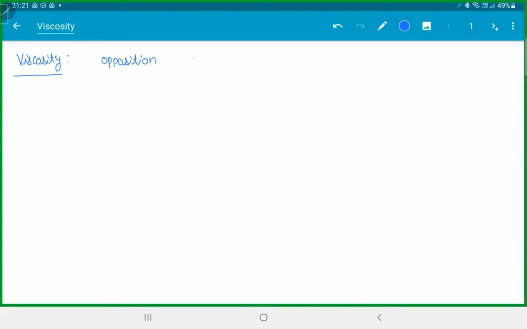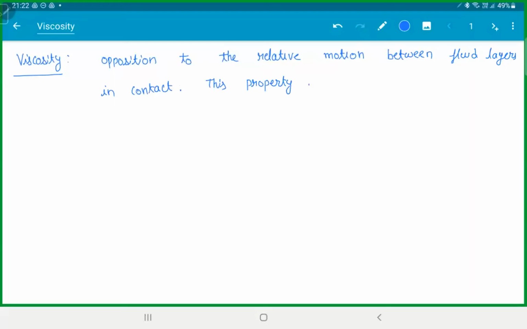Now, this paper was fine. It is a manageable paper. If you're just careful and pick your questions, there are some easy questions. So it is opposition to the relative motion between fluid layers in contact. This is exactly like friction. This property is called viscosity, and the force responsible is called viscous force.